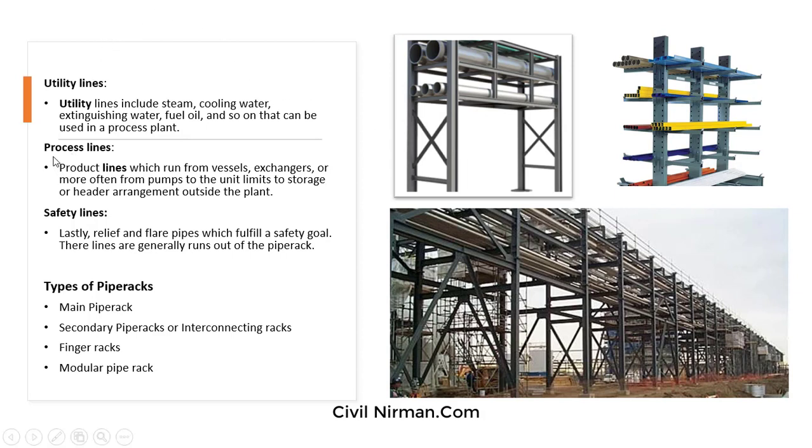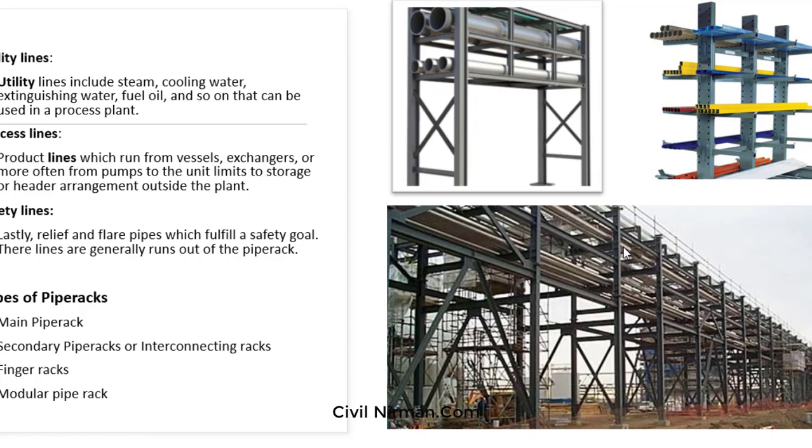Another thing is process lines. Process lines are nothing but a product line which runs from a vessel, exchanger, or more often from the pump to the unit limit, to storage or header arrangement outside the plant. The third type is the safety lines. These are the relief and flare pipes which fulfill the safety goal. These lines generally run outside of the pipe rack. On the column, cantilevers will be provided at a certain level, and through that these flare lines will pass.